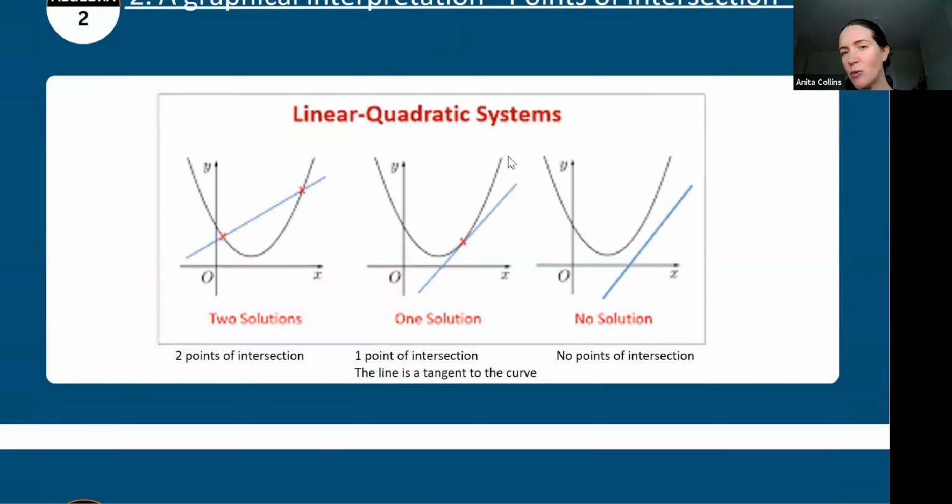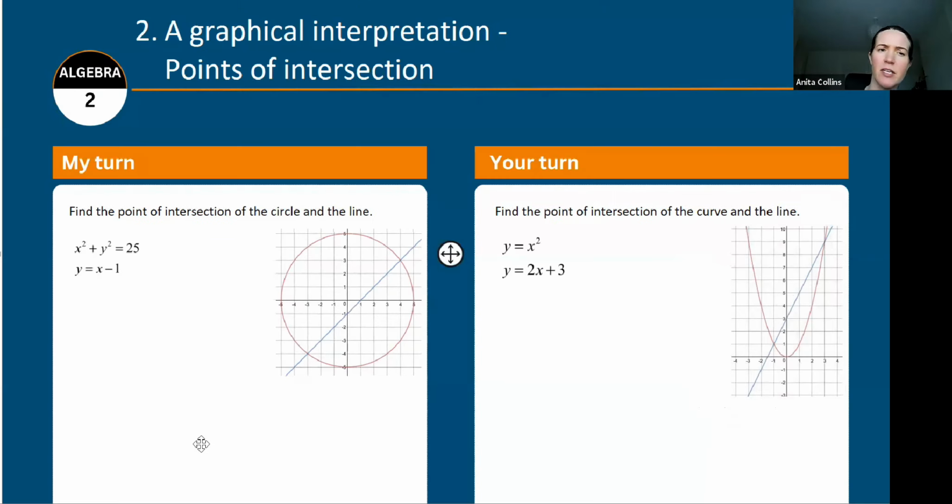You also can have a situation where you've got a quadratic and a linear that don't touch at all. And in that case, there'll be no solution, no points of intersection. It's less likely that you're going to see that kind of situation in an exam, but it's good to be aware of it. So what we've got here is a question that looks very similar to what we've done before, but we've got a graph going with it or a picture of the situation with it.